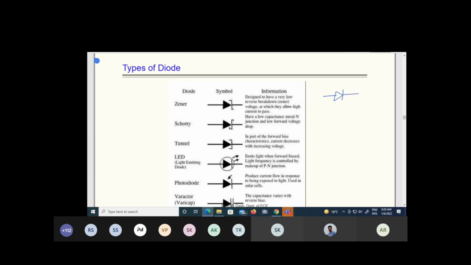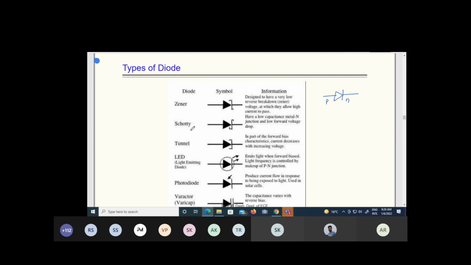This is the symbol of your diode. This is the P side, this is the N side of the diode. Other diodes are also there, like the Zener diode. Symbolically the Zener diode is represented like this. And this is called the Schottky diode. This is called the tunnel diode.